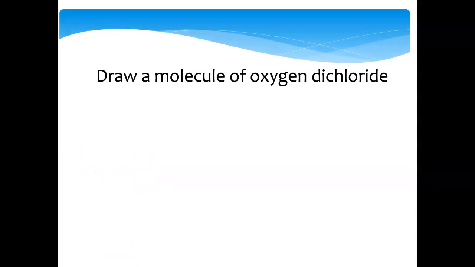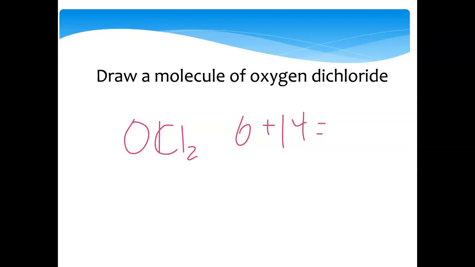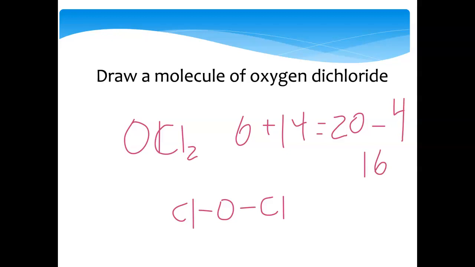So once again, I'm going to translate this: oxygen dichloride, so that's OCl2. We have 6 plus 14 valence electrons, so that's 20 valence electrons. I'm going to put oxygen in the center. Nature likes symmetry, so I'm going to put a Cl on each side. As I've put in those bonds, that's 4 valence electrons, so we have 16 left to put around.